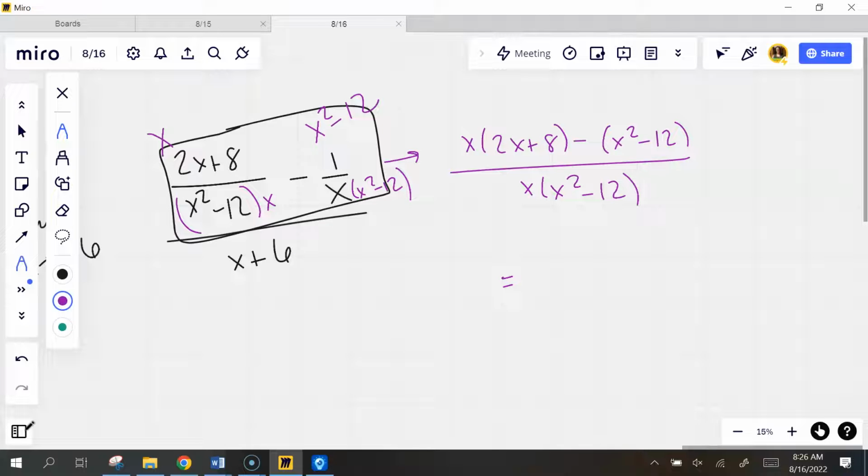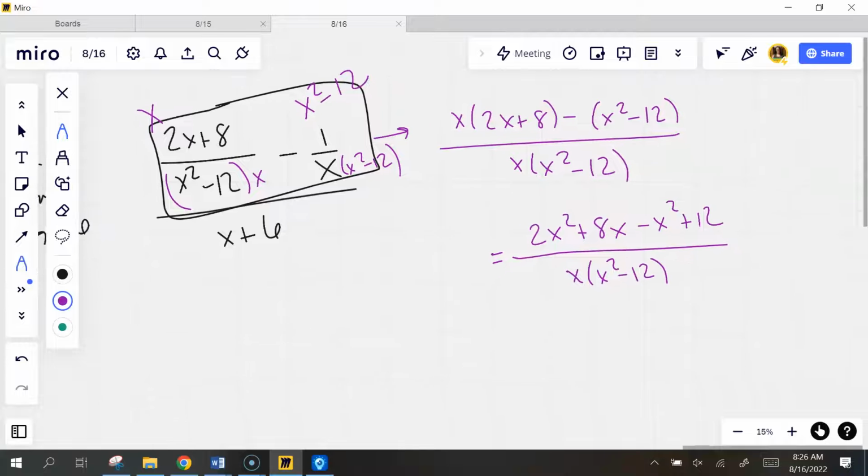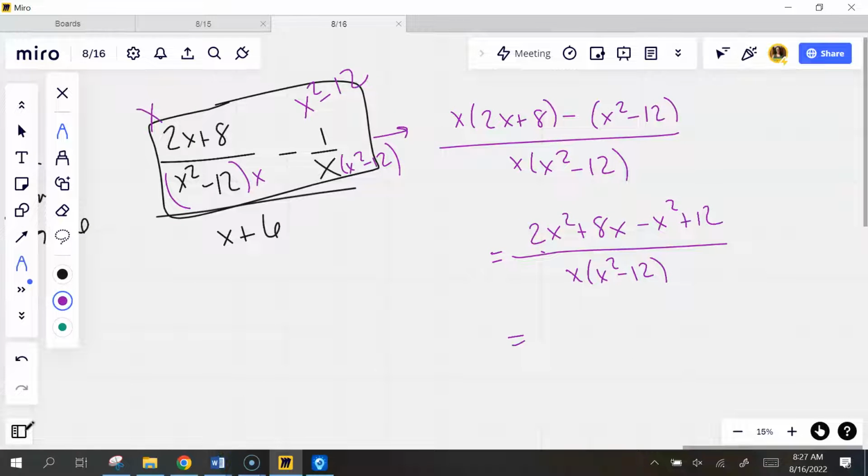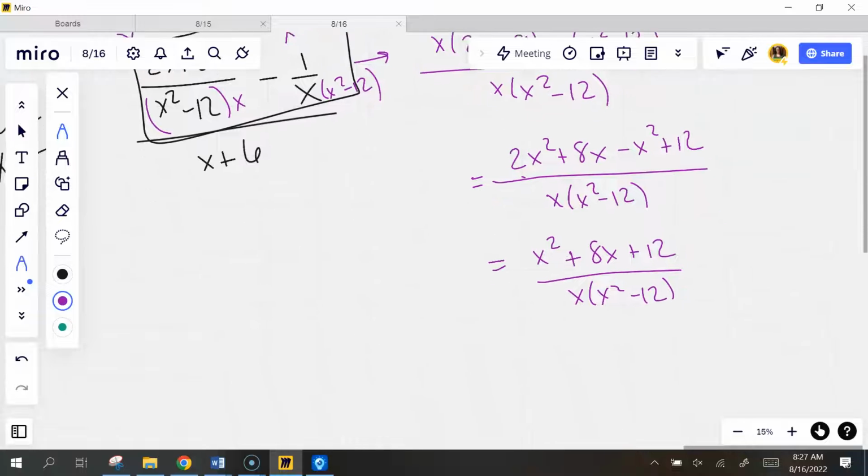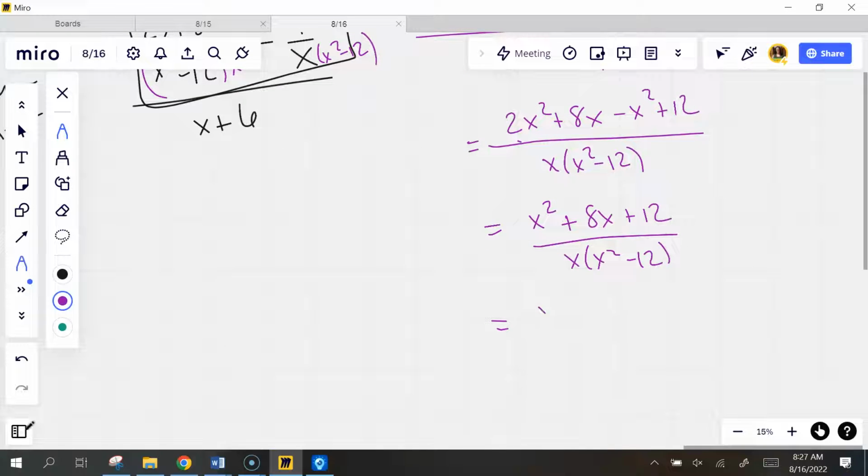So I'm going to distribute: 2x squared plus 8x minus x squared plus 12. I'm still over this same bottom. 2x squared minus x squared would be x squared. I'm going to bet that this will factor. In fact, 6 and 2. So I've got x plus 6, x plus 2 over, again, this is all the algebra. I haven't done any calculus with it yet.